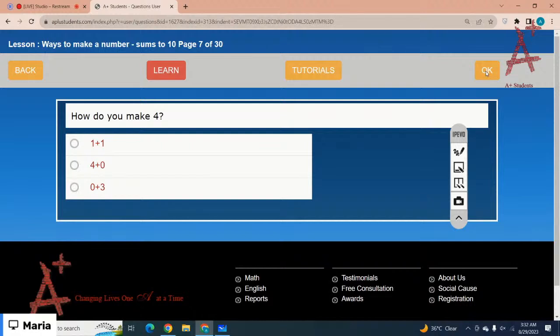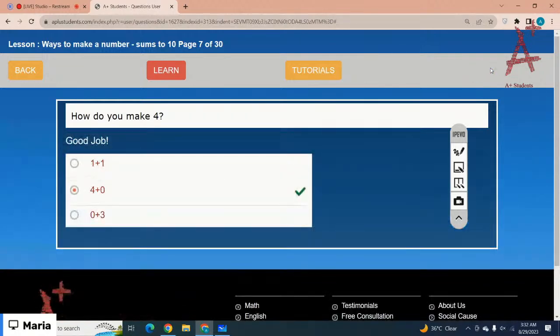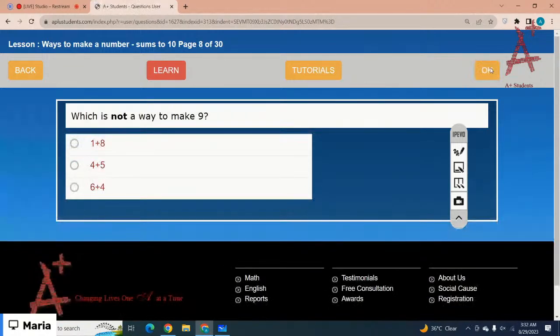How do you make 4? Which is the correct option? The correct option is 4 plus 0 makes 4, right? The second option is the correct one.